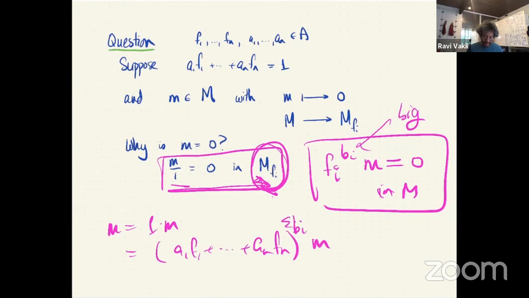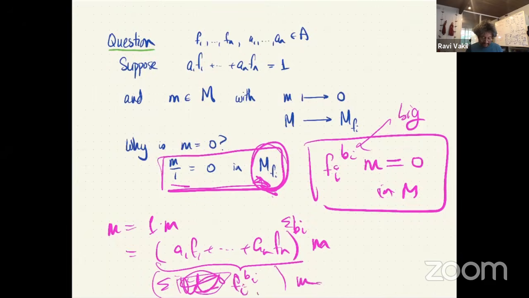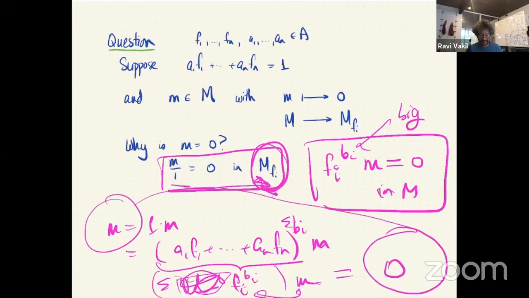But now when I expand this thing out, every monomial appearing will have inside it one of the F_i's appearing to the power B_i, at least B_i. So I get a sum of some hideous things times F_i to the B_i times M. But now F_i to the B_i times M is 0. So M is 0.